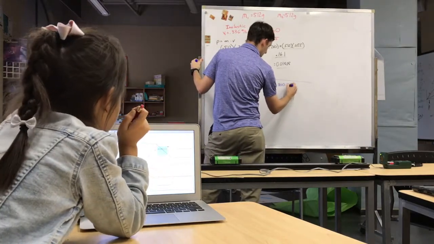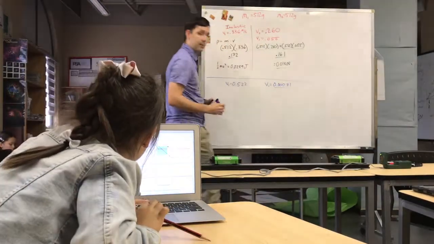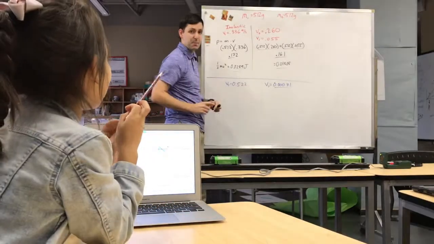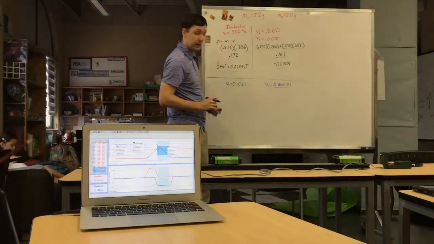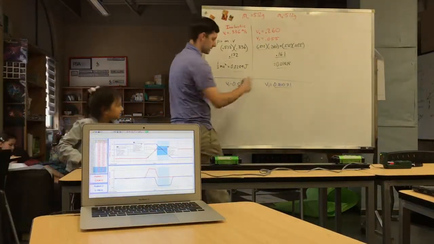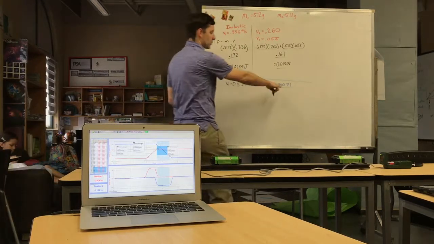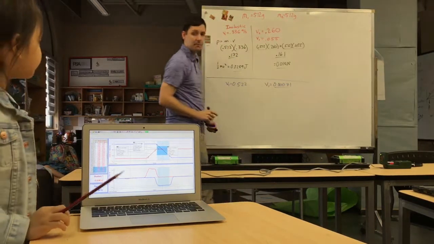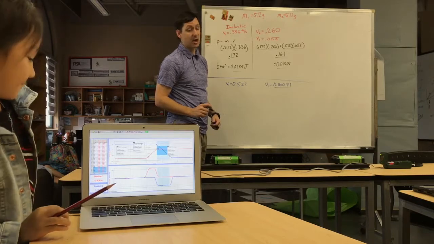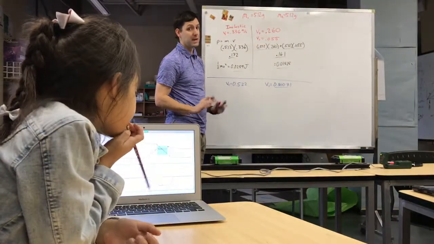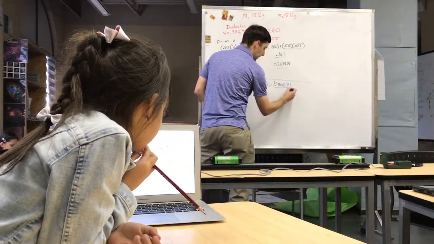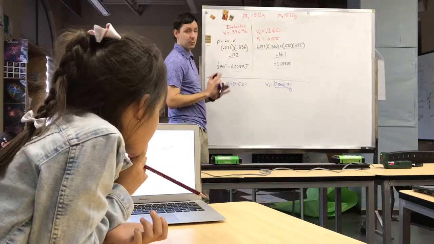0.00071. Now I don't know about you, but I'm pretty comfortable saying that that is basically at rest. This is so small, less than a millimeter a second, which means it's not traveling very fast at all. So basically 0. I think I'm pretty comfortable saying that's 0 within reason.